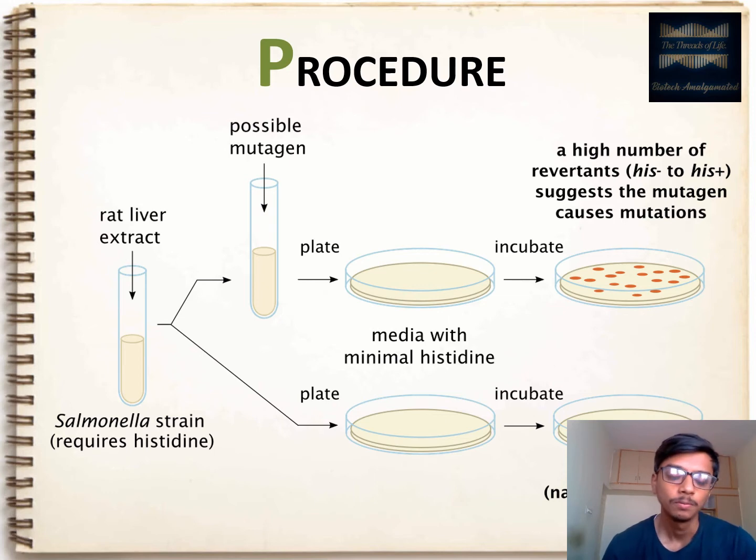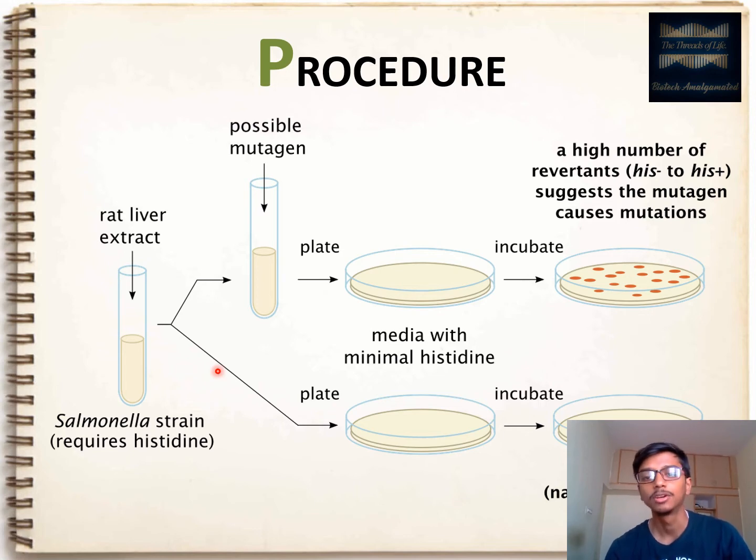Now let's look at the protocol. Let me take a pointer to explain it properly. Bruce Ames took an inoculum of a Salmonella strain which is His negative. That means it couldn't produce histidine by itself, but can produce histidine with the help of some kind of mutation caused by a possible mutagen, a possible chemical. Along with it, rat liver extract was added into the inoculum. This was added in order to increase the rate of production of the Salmonella strain.